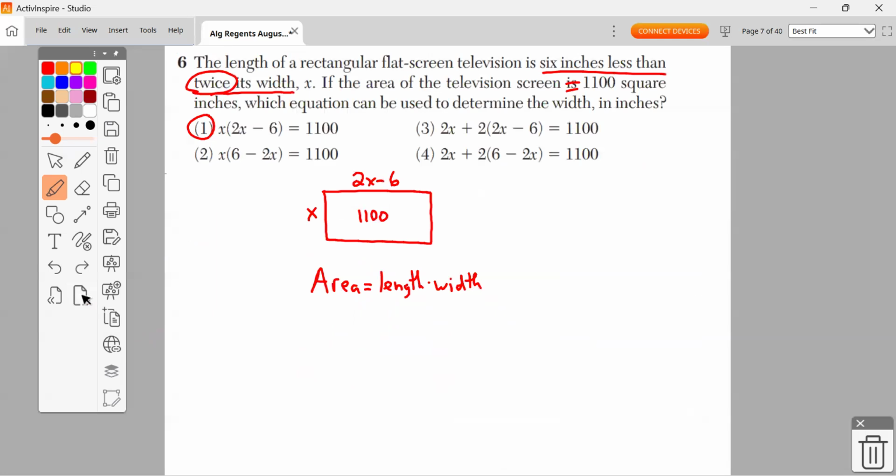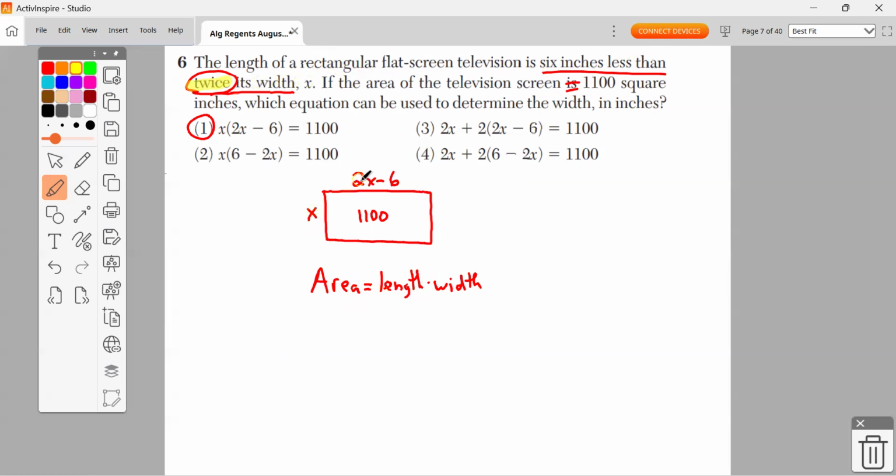In question number 6, the length of a rectangular flat screen television is 6 inches less than twice its width. Be careful of that word twice. Twice means 2 times the width. They just expect you to know the formula for area of a rectangle. That's one of those formulas that they expect you to know. Area equals length times width. So 6 inches less than twice its width, x.